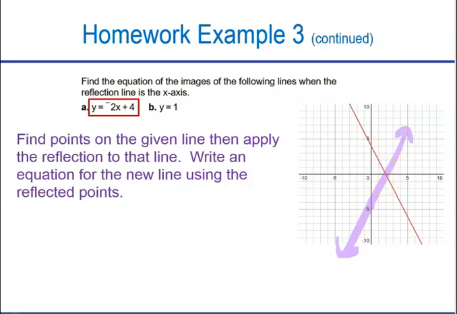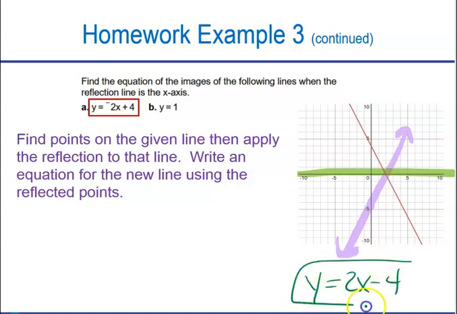Okay, so I said that wrong. That is our image line. Our reflecting line, remember, is the x-axis. Boom, right there. And then our purple line was the answer. So that was y equals 2x minus 4. Okay? All right.